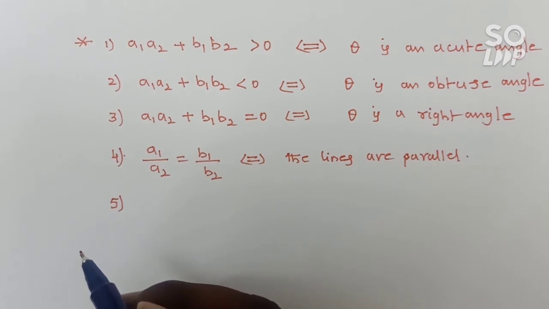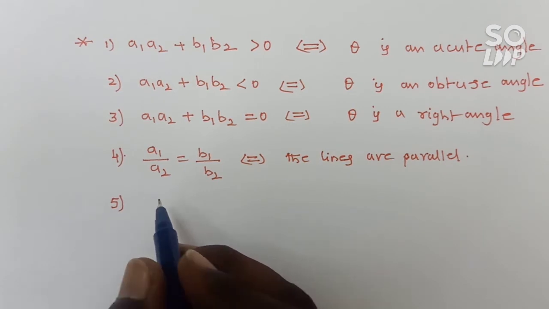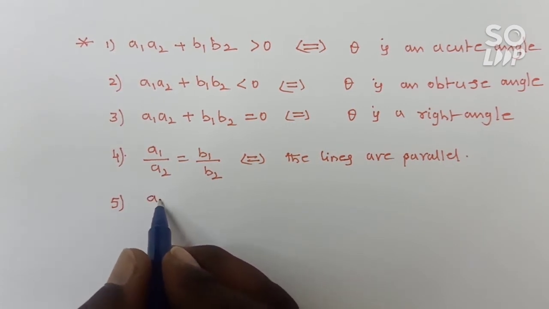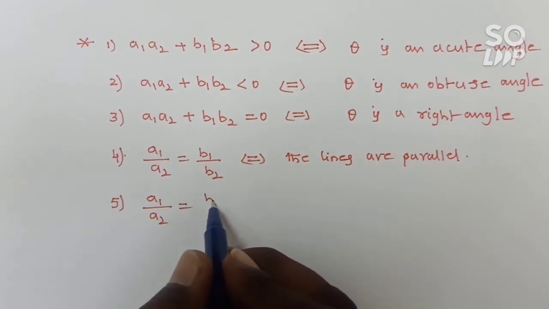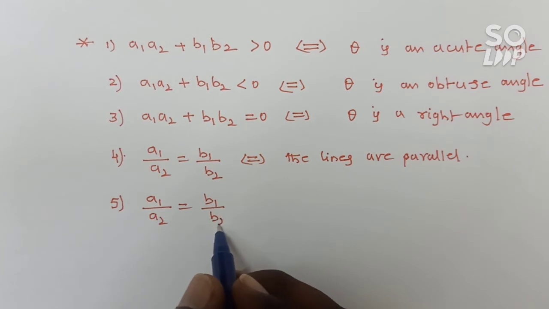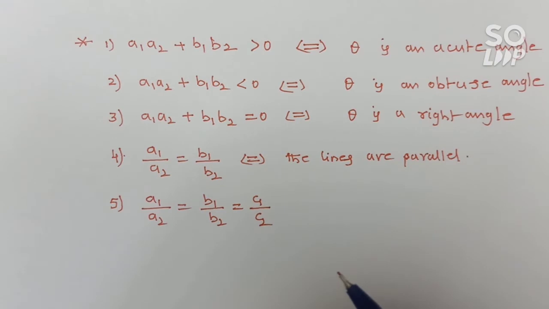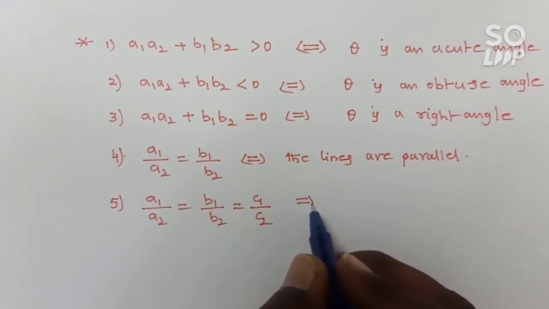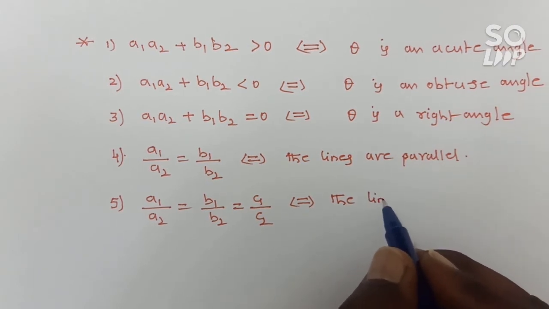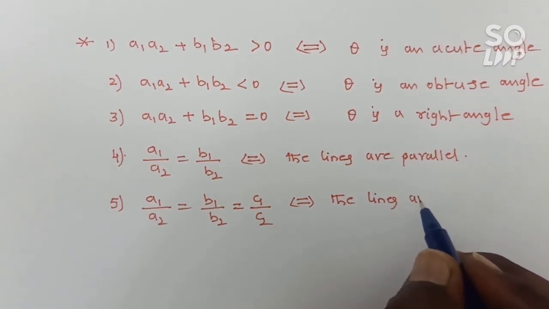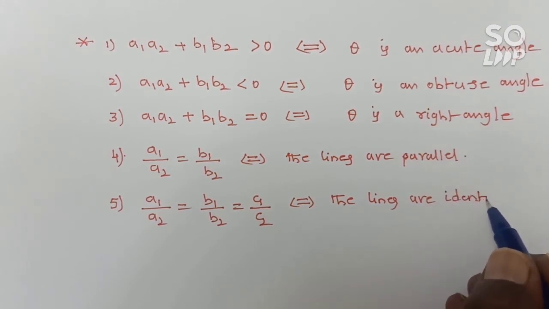And the next one is that suppose the two lines are identical. Identical means very similar. That means the condition for identical is a1 by a2 is equal to b1 by b2 is equal to c1 by c2, if and only if the lines are identical.